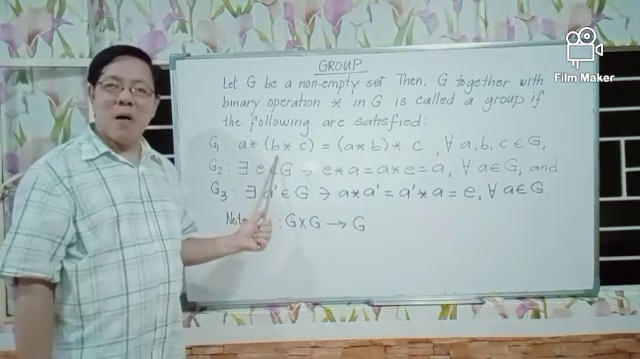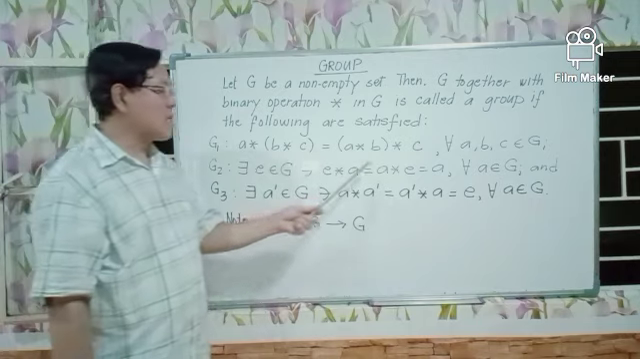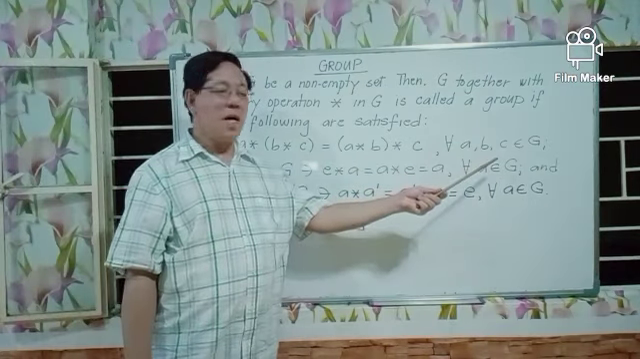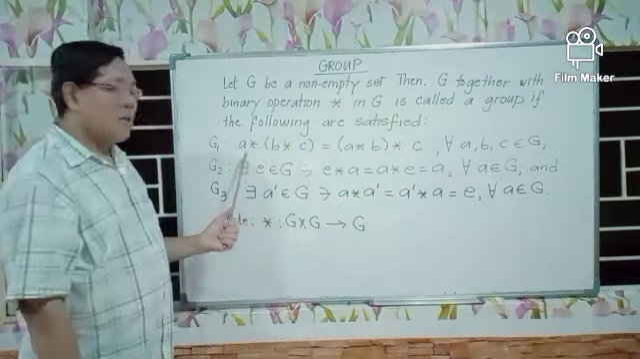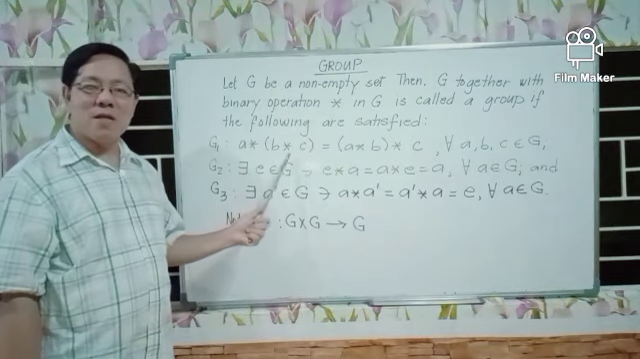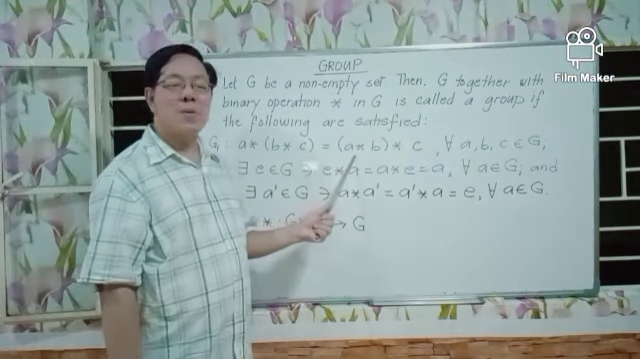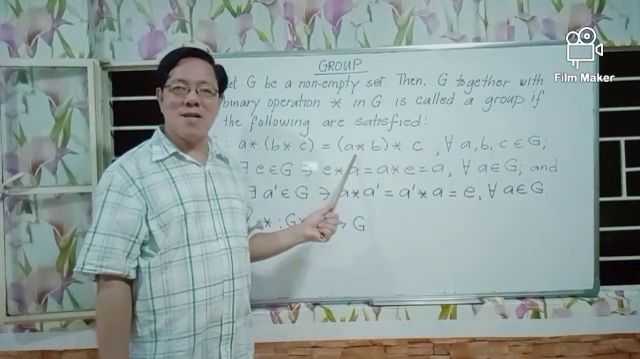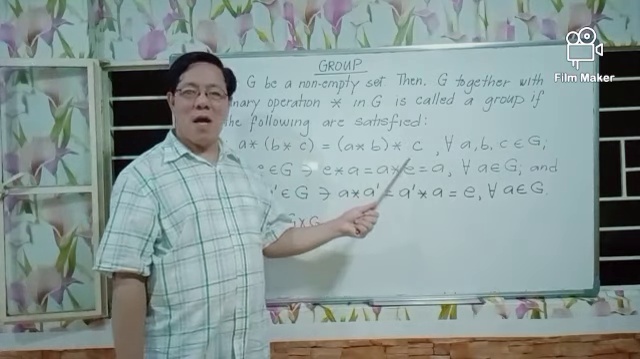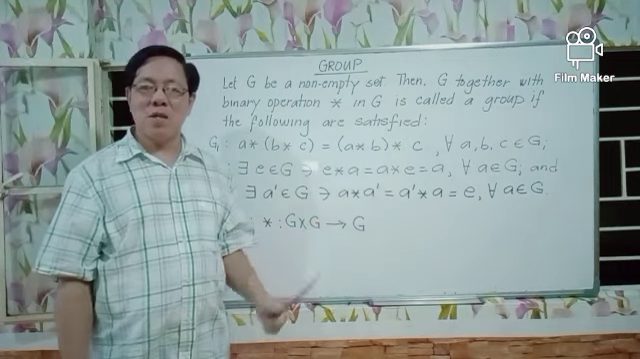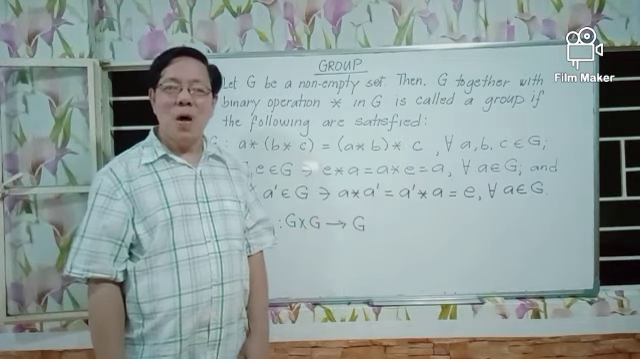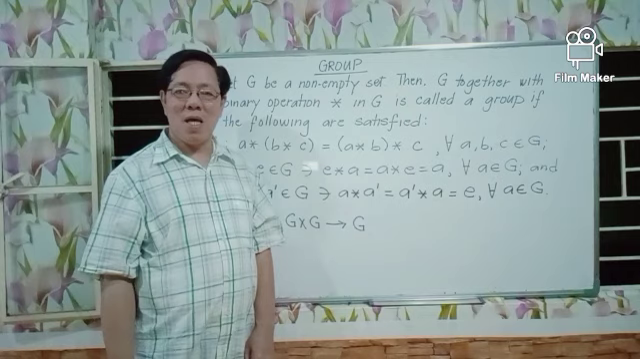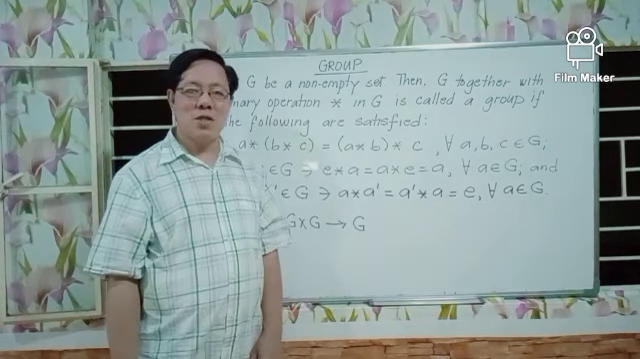And the associative property says that for any three elements A, B, C of the non-empty set G, quantity A star B star C must be equal to A star quantity B star C. And this associative property must hold true for any three elements that you take from set G.